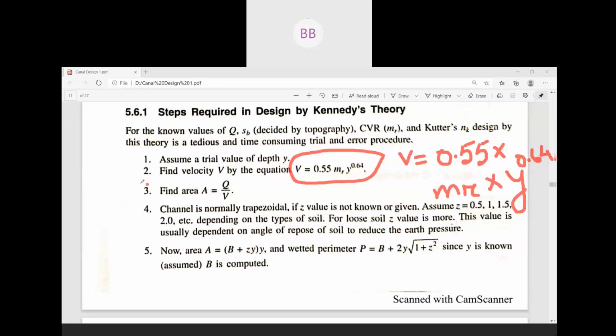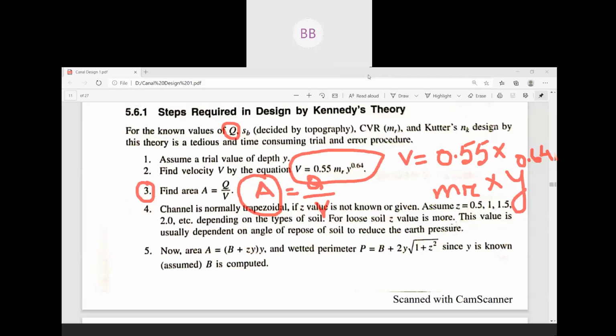Then we come to the third step. So we got the y value, we got the velocity, and discharge is known to us, so we are going to find out the area in the next step. That is nothing but discharge by velocity. Discharge is already known; this is also called the design discharge. For the maximum discharge, we are going to design that particular channel. So that discharge divided by the velocity we calculated using this equation gives you the cross sectional area.